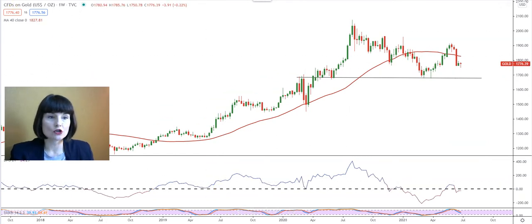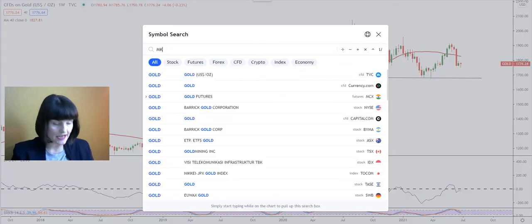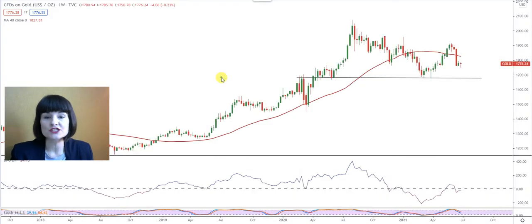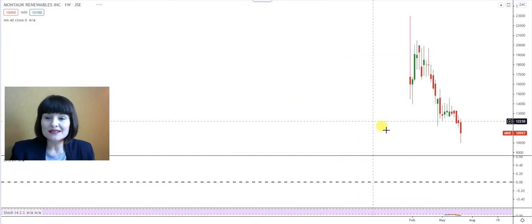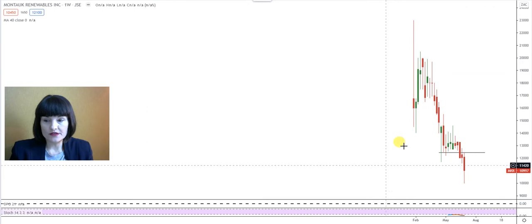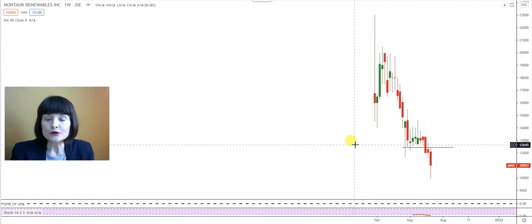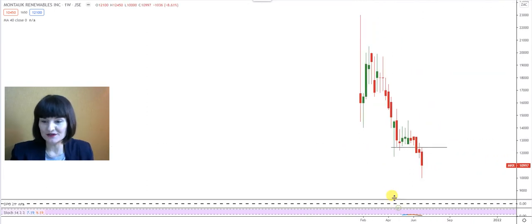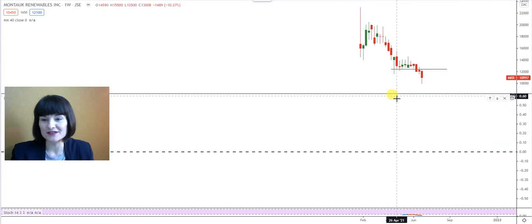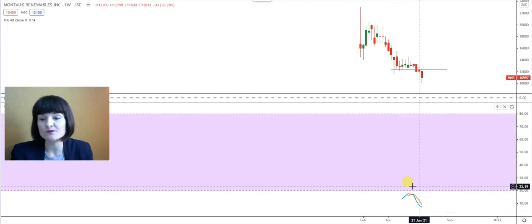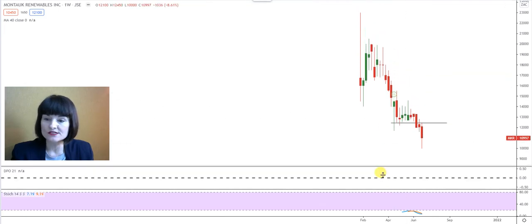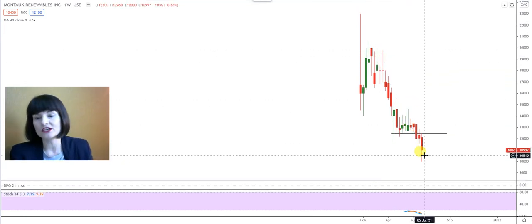Schwab wanted us to look at Montauk, ticker MKR on our exchange. At the moment, the share is so newly listed that I barely have a stochastic indicator. I don't even have enough data there for a DPO. You can see, obviously, it's oversold at the moment because of the downward trend.